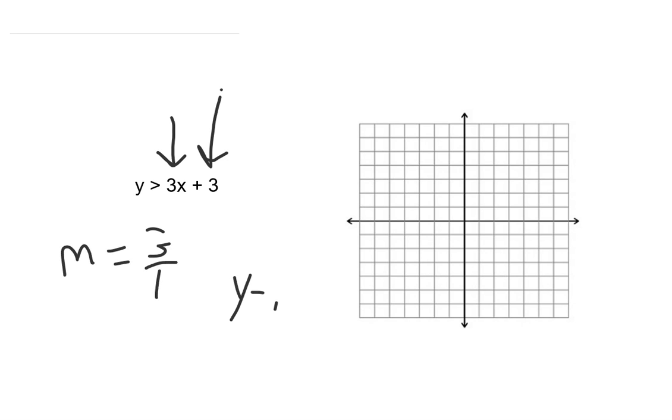My y-intercept is going to be 3, which means I'm going to go here, and I'm going to go to 3, and I'm going to put my first mark. I'm going to go up 3 over 1. That'll be my second mark. Now, since I only have a greater than sign, I'm going to put a dotted line here.